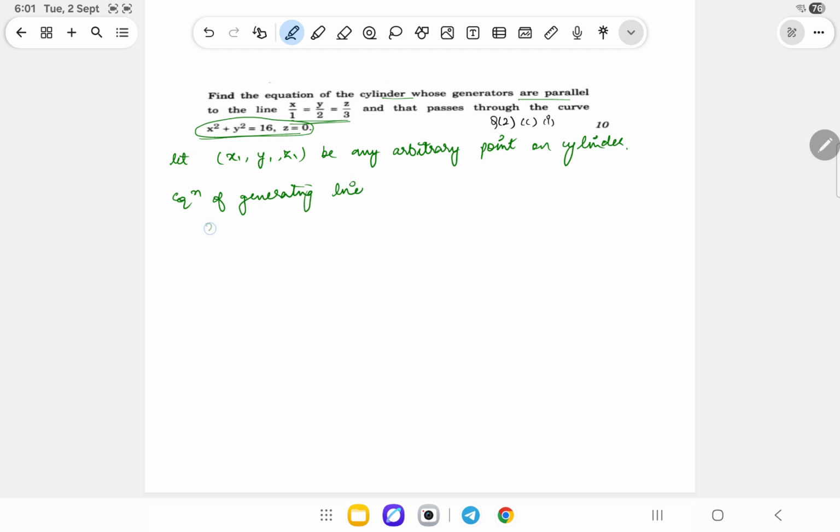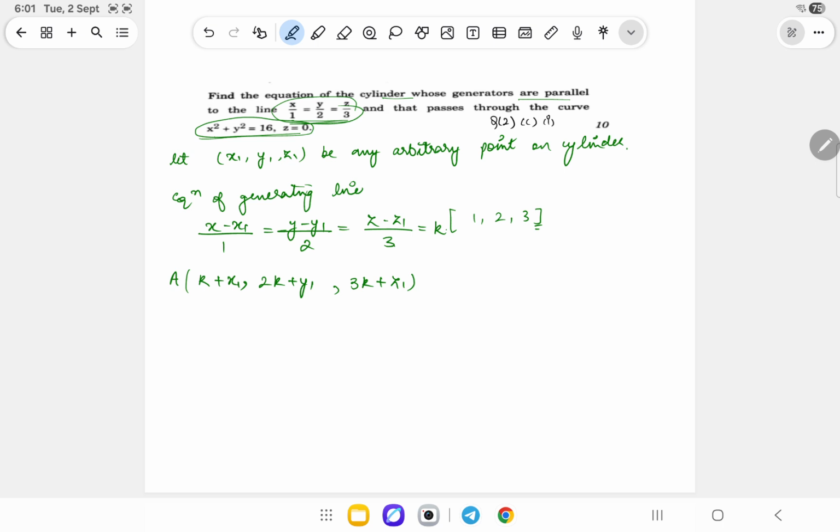(x minus x1)/1 equals (y minus y1)/2 equals (z minus z1)/3, because my generators are parallel to this line, so the direction ratios of the generator line would be 1, 2, 3. Now let us equate it with some constant k, and from here I can find any arbitrary point lying on the generator line. Let's name it A. Any arbitrary point on the generator line would be (k plus x1, 2k plus y1, 3k plus z1).